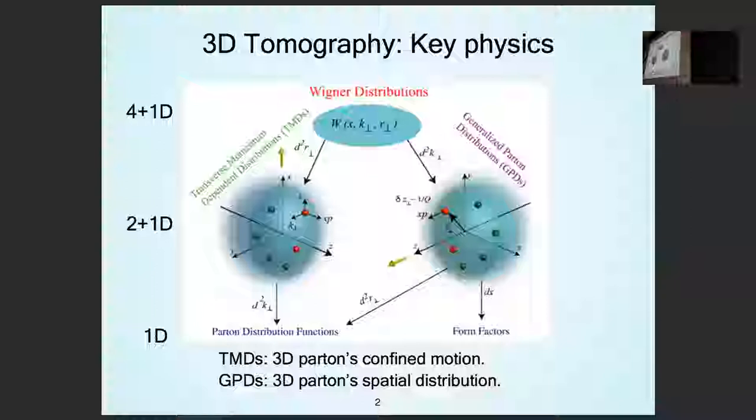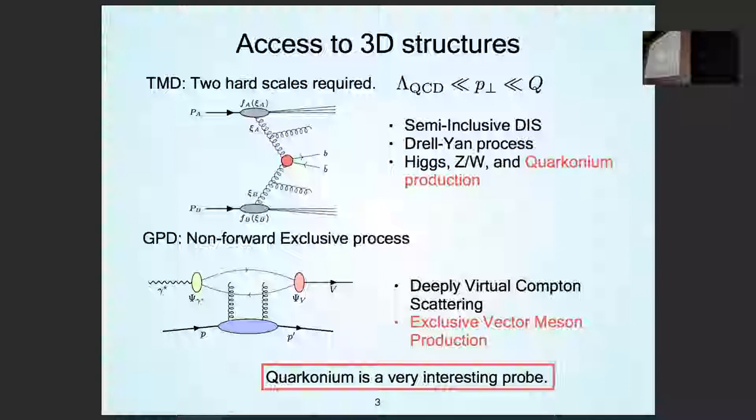All right, so let's put aside GPD, but the TMD is more interesting for me and probably for you. So TMD is a 3D parton structure. So how to access the 3D structure in a hadron or nucleus? As I mentioned, the TMD is the confined dimension of partons in a hadron or nucleus. So we need two scales to talk about TMD. One is a hard scale Q, the other one is much smaller. So this smaller scale PT is giving us the confined motion, the meaning of confined, because this PT is close to Lambda QCD.